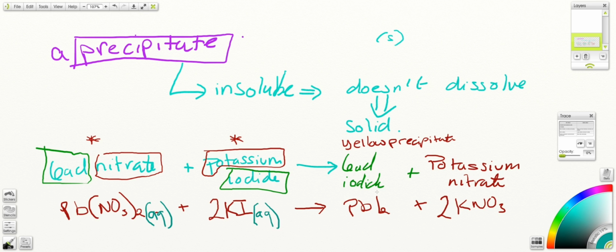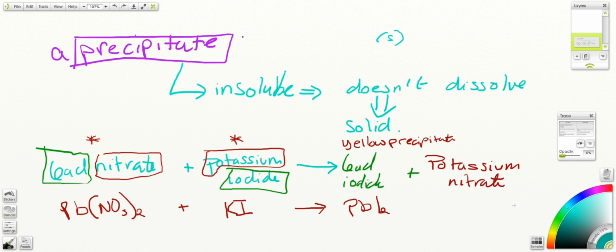This one is our precipitate, as we said, it forms a yellow precipitate, so our precipitate is always solid. And this one as well is not a precipitate, this one is able to dissolve in the solution, and so something that's dissolved in a solution is aqueous by its nature. Thank you very much.